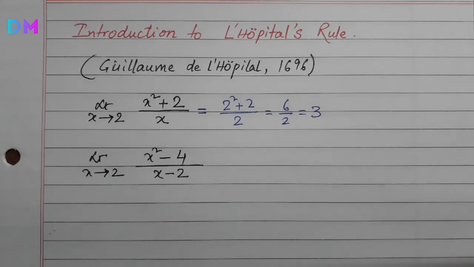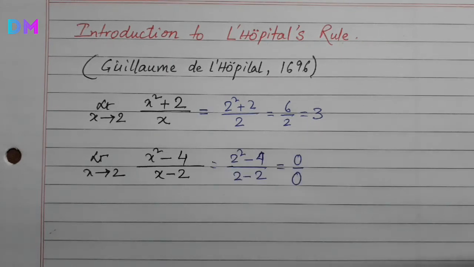Now what will be the limit of this expression? Limit x tends to 2, (x square minus 4) by (x minus 2). Let's forget about all the formulas of limits. Suppose if anybody puts the value of x as 2, as we have done in the first example, the answer is coming 0 by 0. Now the question is, what will be the answer? What is the answer of 0 by 0?